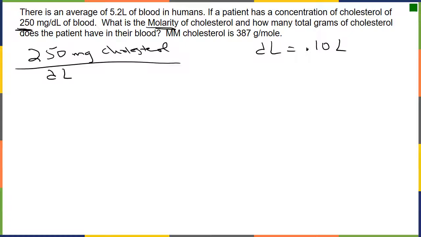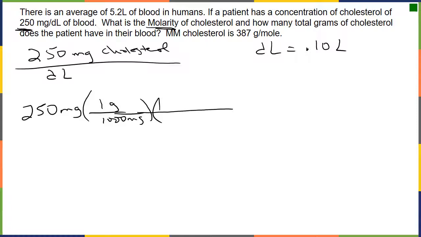And the first thing we want to do is get the molarity. So let's get moles. If we have 250 milligrams of cholesterol, we know there's 1 gram for every 1,000 milligrams. We can look up the molar mass of cholesterol, but in this case we're given it, and we know we're going to get 1 mole of cholesterol for every 387 grams of cholesterol, and that is going to give us a total here of 0.00065 mole of cholesterol.